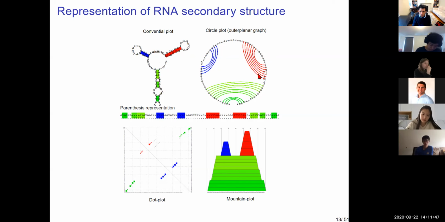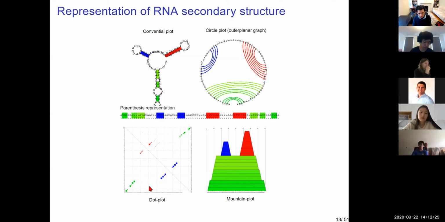The circle plot is a second representation, where you take this and stretch it out to become a circle, and then stretch out all of the links between them to become lines. The parenthesis representation also builds on the fact that there's no crossing, so I can just go through and say start paren, start paren, and so on, and then close, close, close. That gives you this parenthesis representation underneath that allows you to figure out what is base paired with what.